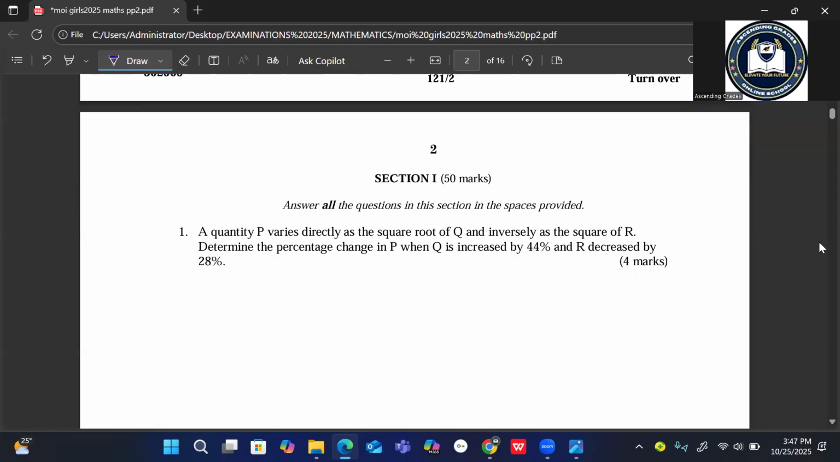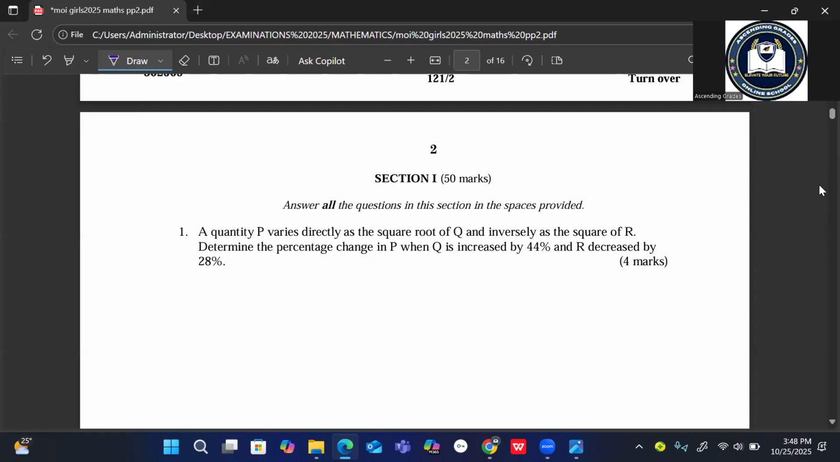The first question is: quantity P varies directly as the square root of Q and inversely as the square of R. Determine the percentage change in P when Q is increased by 44% and R decreased by 28%. So the question is, we determine the percentage change in P when Q is increased by 44% and R reduced by 28%.